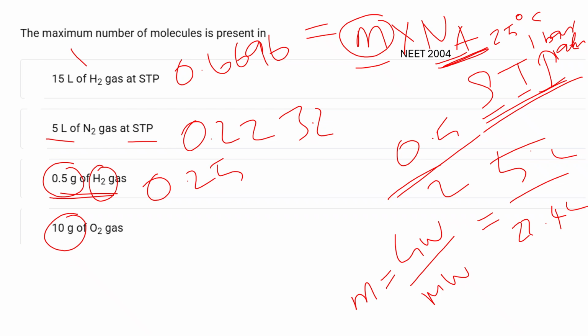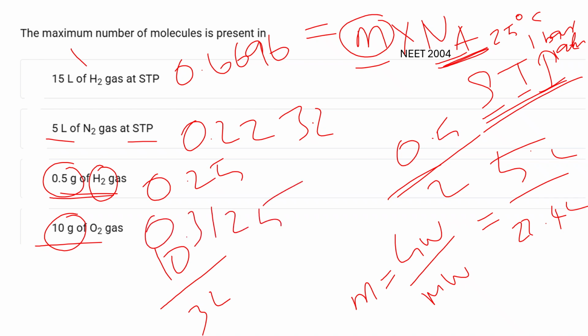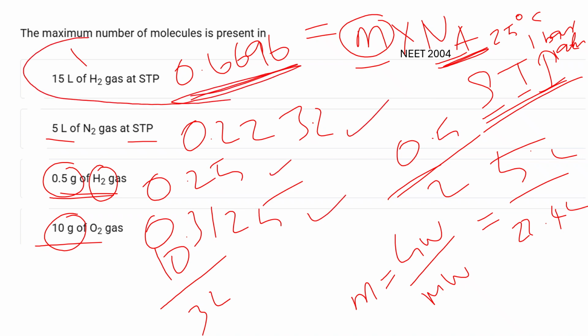Then what about oxygen? Given weight is 10, molecular weight is 16 plus 16, which is 32. Then 10 divided by 32 is 0.3125. Which one has the higher value? That is the answer. Option A has 0.6696, which is higher than 0.3125, 0.25 and 0.2232. So it has the most moles, and therefore the maximum number of molecules. This is the right way to solve this question.